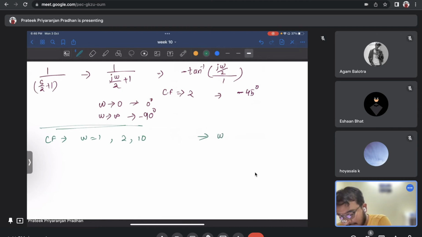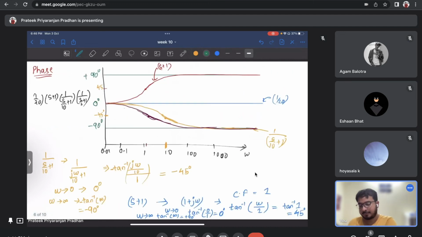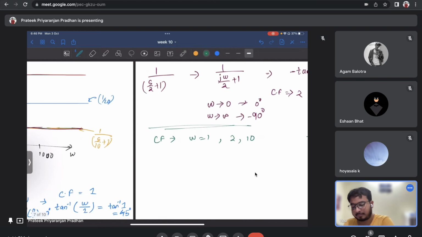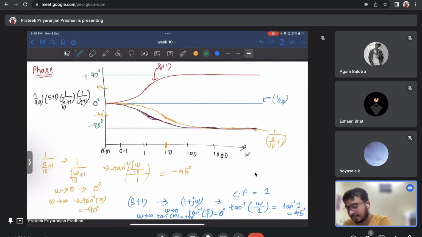So take some omega. First, omega is equal to 0.01 or 0.1. Then omega is equal to 1, omega is equal to 2, and omega is equal to 10. These three are corner frequencies. Then maybe omega is equal to 100. Plot for these 5 points. Then for giving the individual points somewhere like this, you will get the approximate diagram like this.